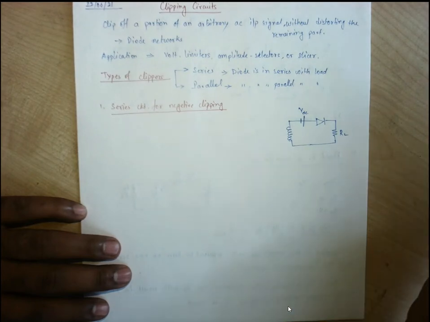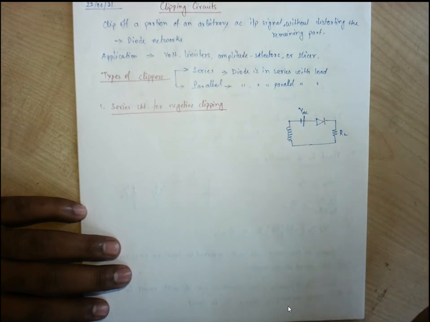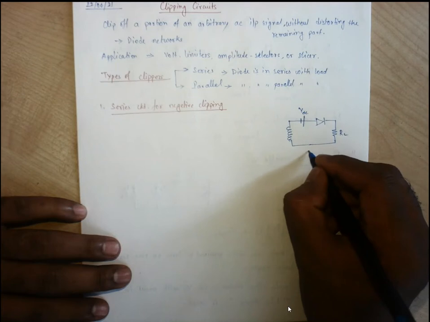So if the clipping circuit is influenced by some external DC source, those kinds of clipping circuits are known as biased clipping.